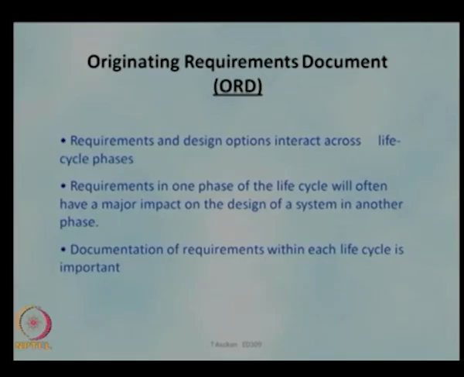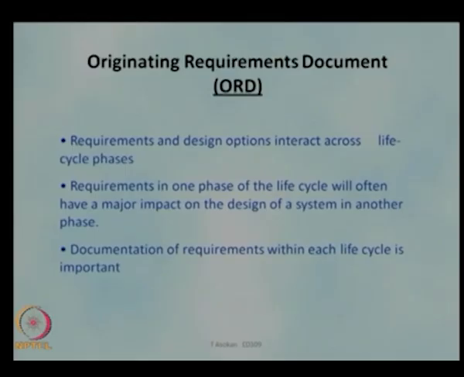So, the requirements and design options interact across life cycle phases. This is important because across the life cycle these requirements interact. That is why we need to make sure that our ORD takes care of the different life cycles of the system. Requirements in one phase of the life cycle will often have a major impact on the design of a system in another phase. As I mentioned, in the system we will look at the life cycle of the system. So, there will be an interaction of these requirements over life cycles of the system, and there will be a lot of impact on another life cycle.